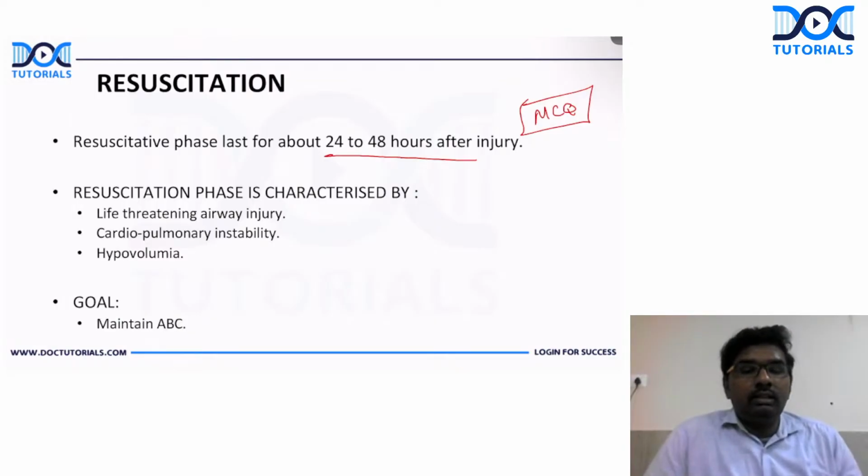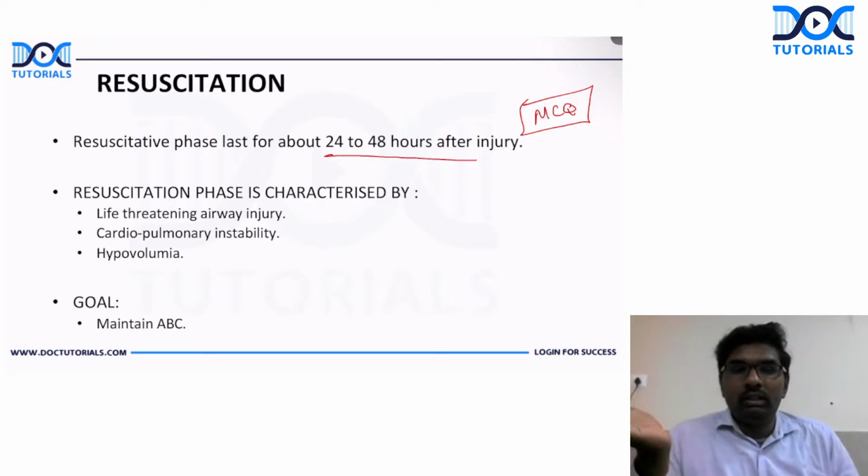So the resuscitative phase of thermal burns will start by 24 hours, 12 hours, 6 hours, can be the options. This can even be a clinical scenario: a 20-year-old male patient on exposure to thermal burns came with around 30% of total body surface area involved.